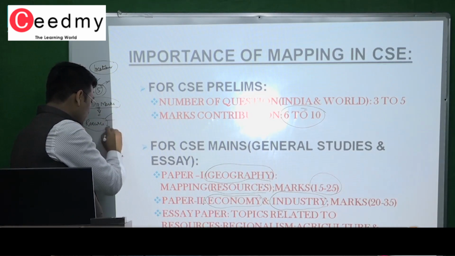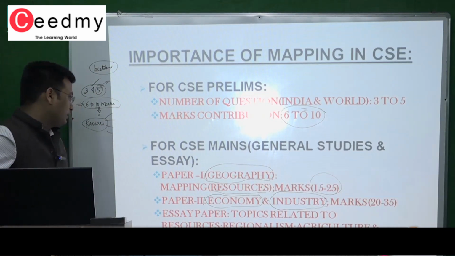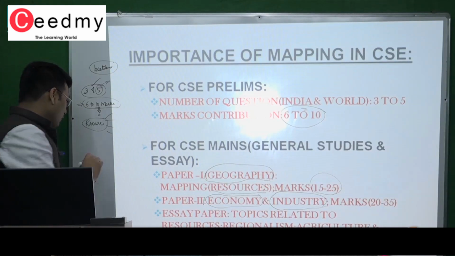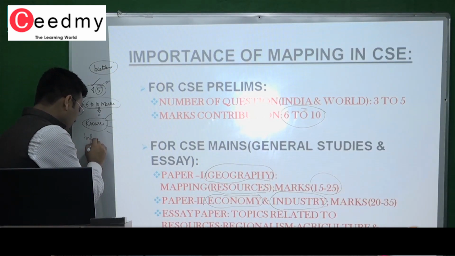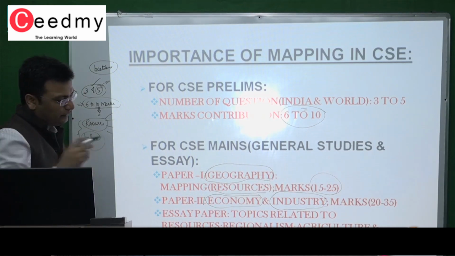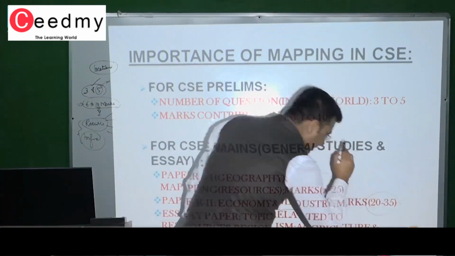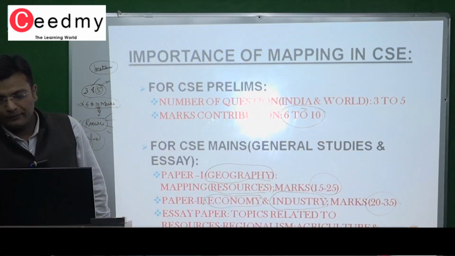You know the resources: iron, coal, bauxite, etc. And you also know the infrastructure there. So by knowing these two things, you can easily answer this type of question, and this makes a contribution of 20 to 35 marks in paper 3 itself.